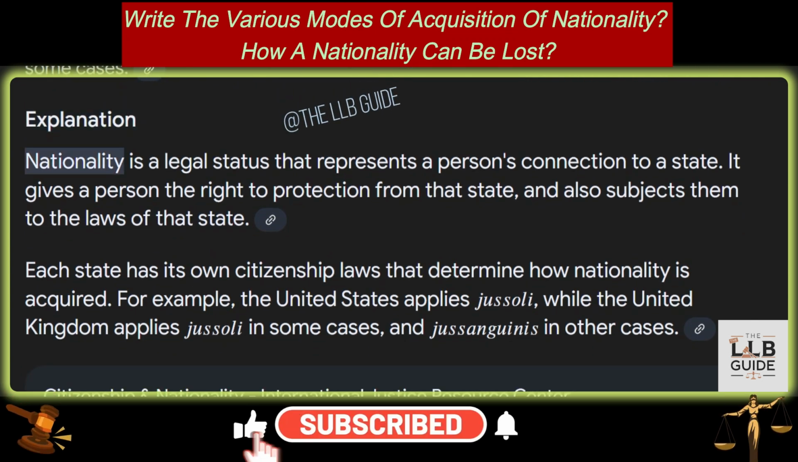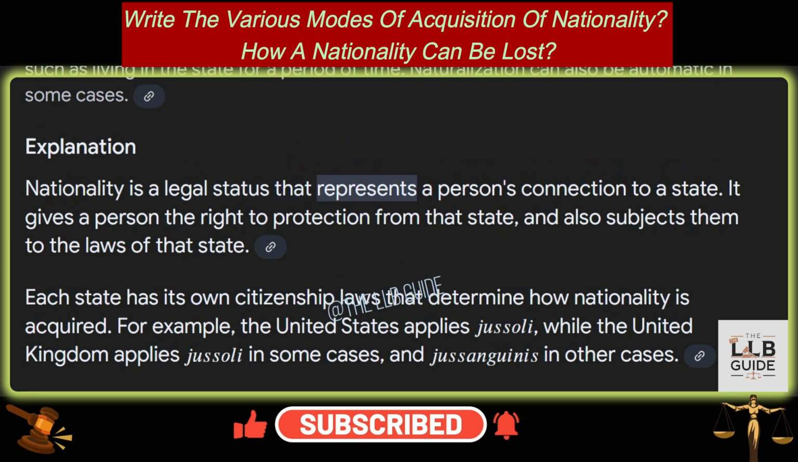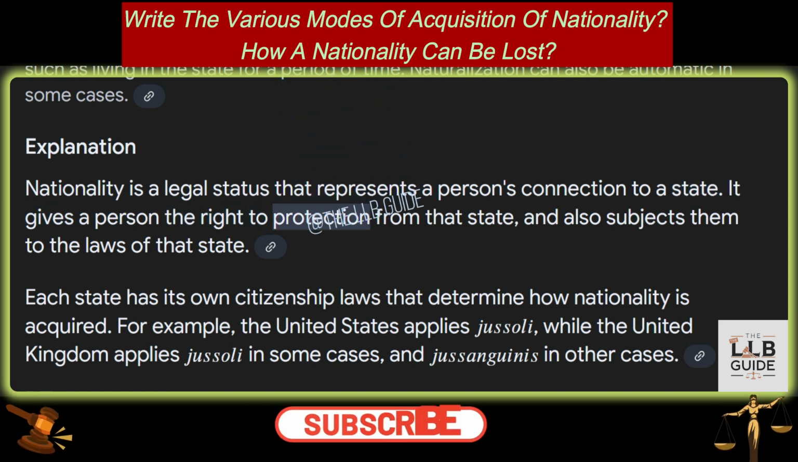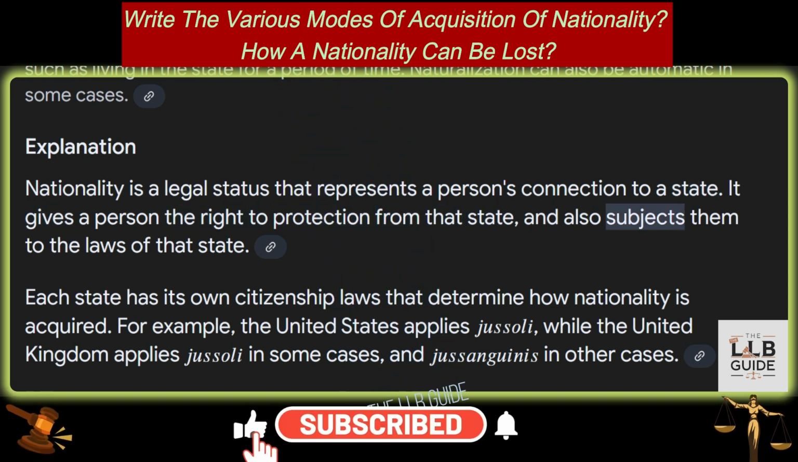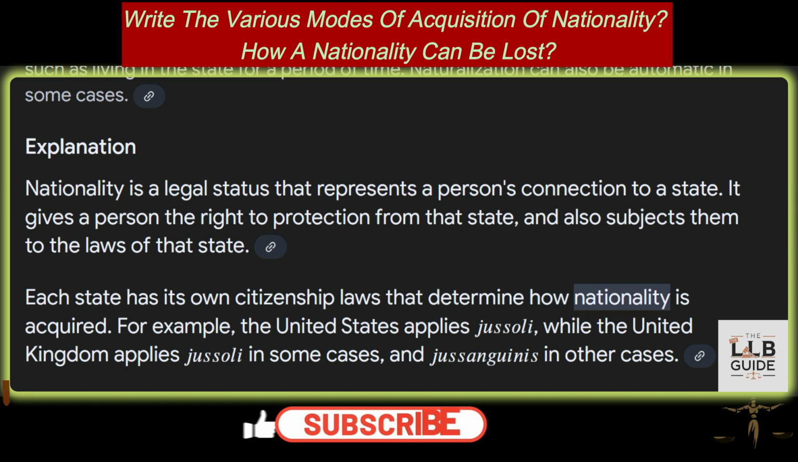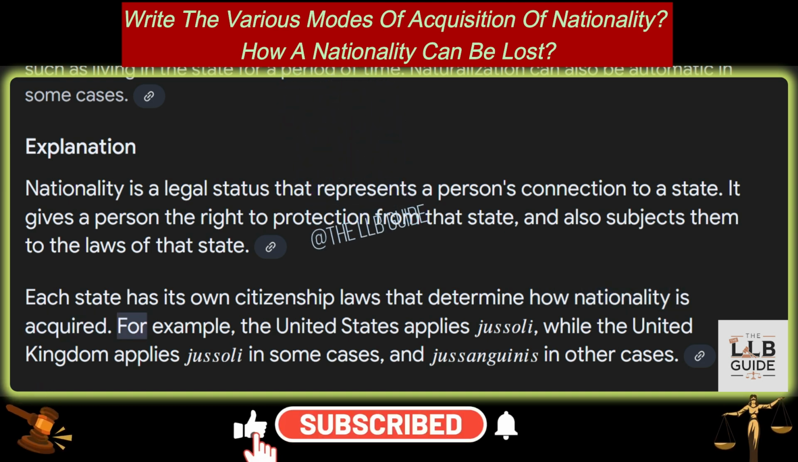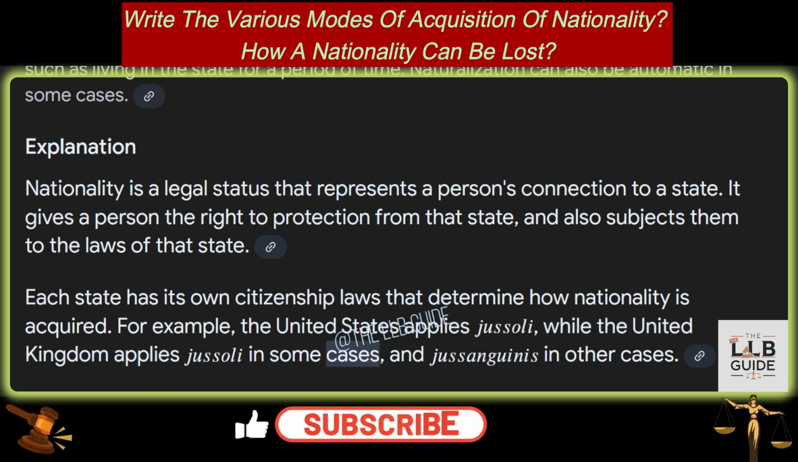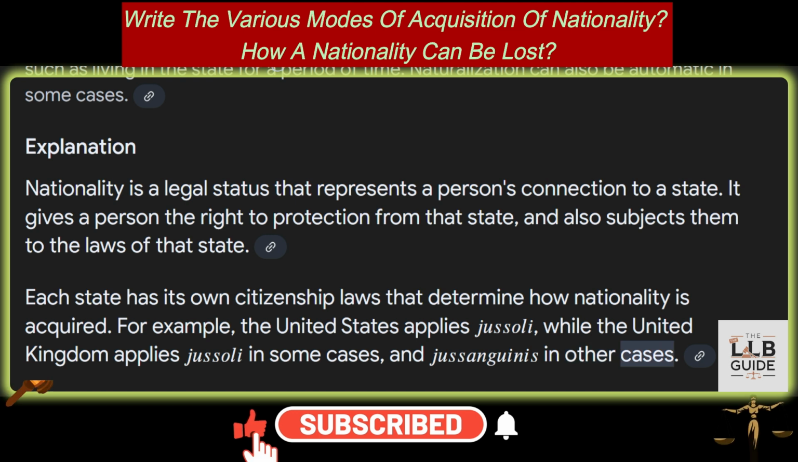Explanation. Nationality is a legal status that represents a person's connection to a state. It gives a person the right to protection from that state, and also subjects them to the laws of that state. Each state has its own citizenship laws that determine how nationality is acquired. For example, the United States applies jus soli, while the United Kingdom applies jus soli in some cases, and jus sanguinis in other cases.